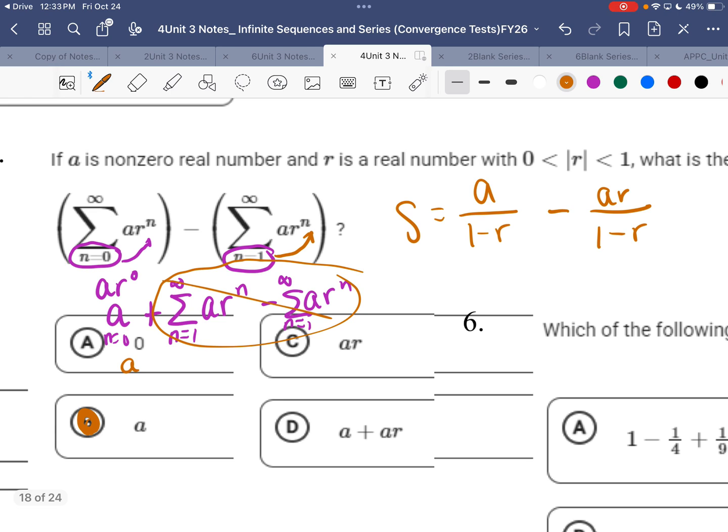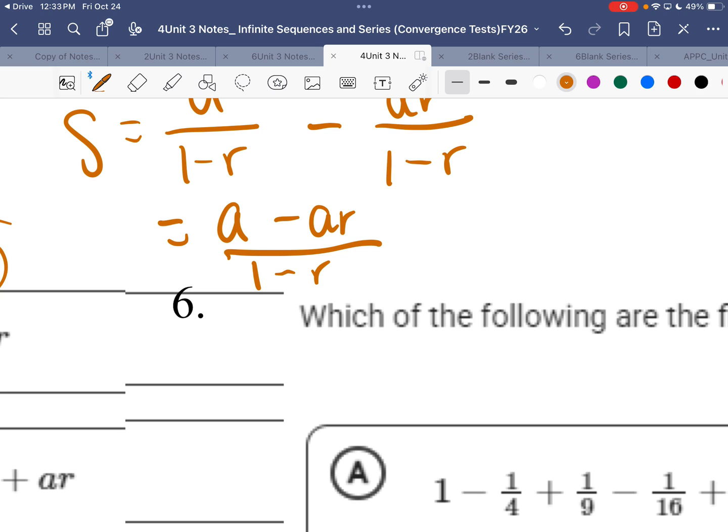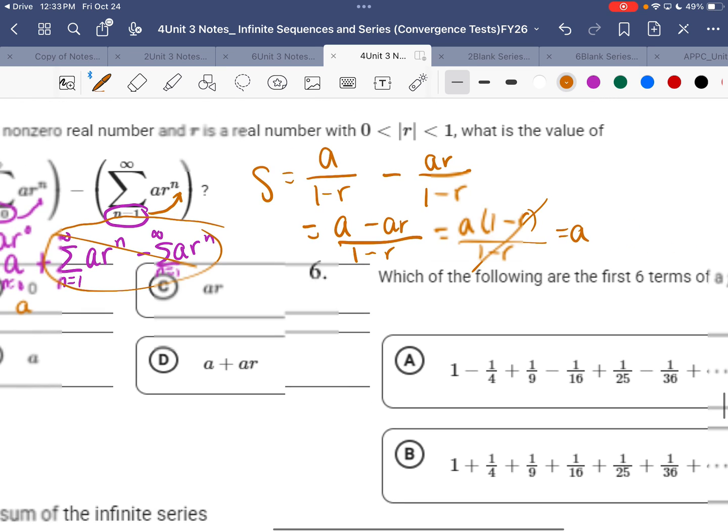It's so funny to me how you guys can get so good at calculus and be so bad at simple things. So when we're adding these together, they have common denominators. Can they add together? Yes. So let's add them together. And then what do they have in common in the numerator? And then 1 minus R is left. And well, what do you know? They cancel out and you get A.